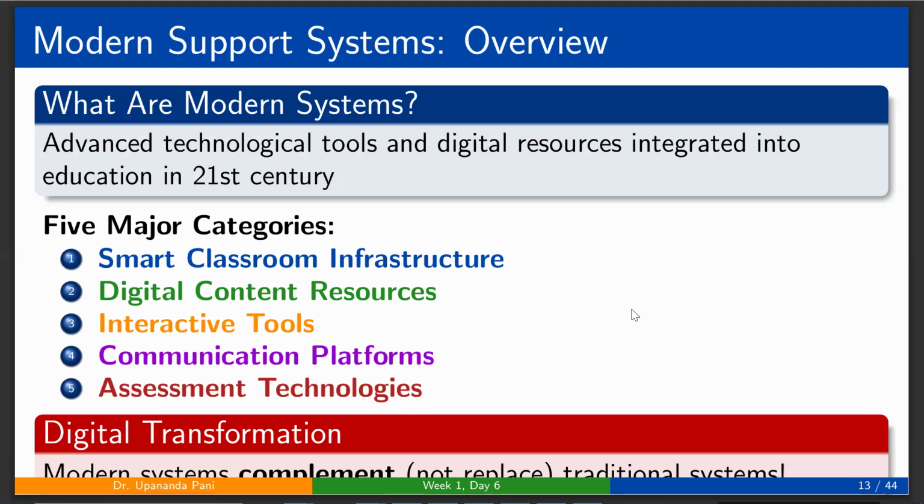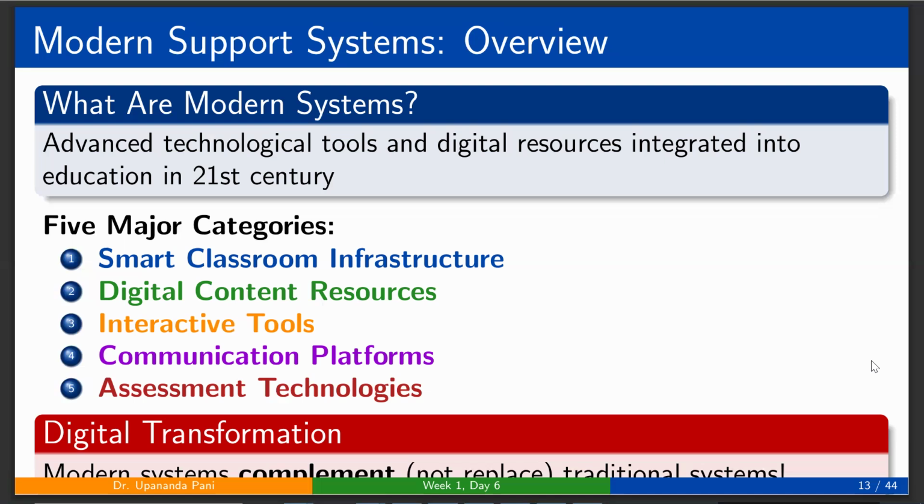Now basically this is very important. Because modern support system, what are the modern support systems? Advanced technological tools and digital resources integrated into education in the 21st century. There are basically 5 major categories: smart classroom infrastructure, digital content resources, interactive tools, communication platforms, assessment technologies. Right? So these are actually 5 major categories which are crucial, or you can say the foundation stone for the modern support system.